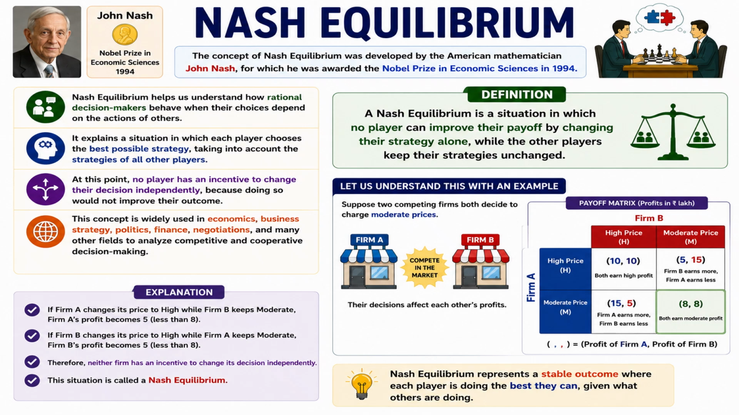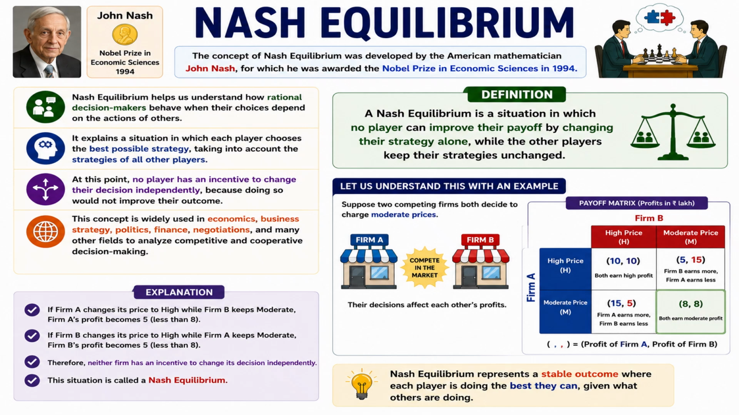Suppose two competing firms both decide to charge moderate prices. If either firm changes its price while the other keeps its strategy unchanged, the firm's profit decreases. Therefore, neither firm has an incentive to change its decision independently. This situation is called a Nash equilibrium.